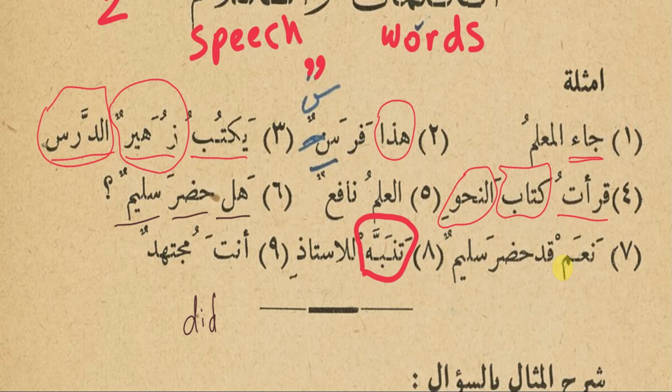In here, نعم قد حضر سليم. Yes, قد حضر سليم. Salim did attend. This is how you can understand this قد with the verb. This past tense, attend. It's as if you said, yes, he did attend. So قد حضر is like, he did attend. It's like an emphasis. So you can think of it this way now. So قد حضر سليم. So that's another example of a useful sentence.